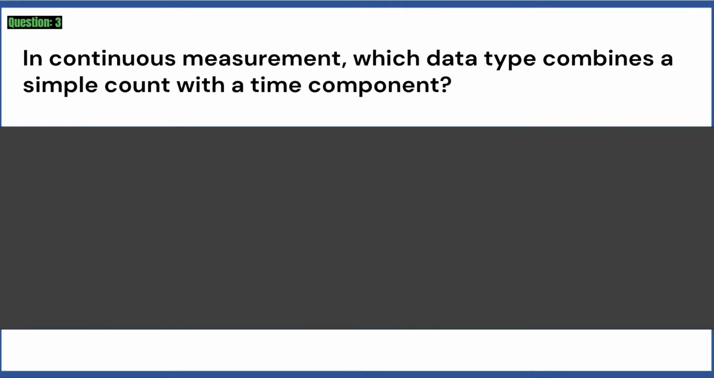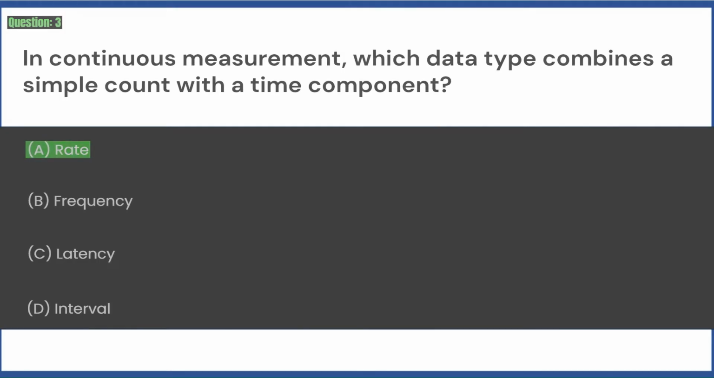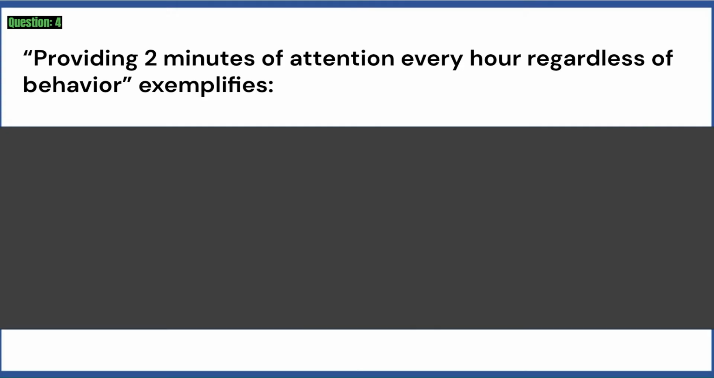In continuous measurement, which data type combines a simple count with a time component? A. Rate. B. Frequency. C. Latency. D. Interval. Answer: A. Rate.